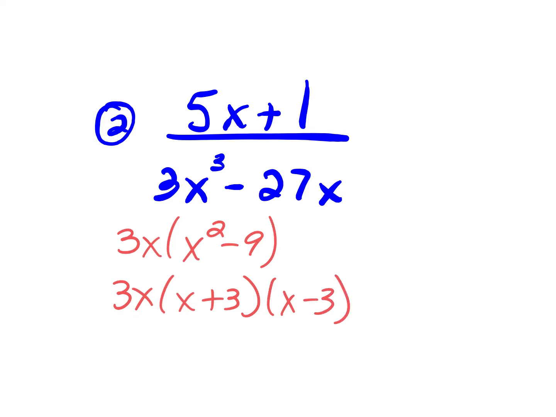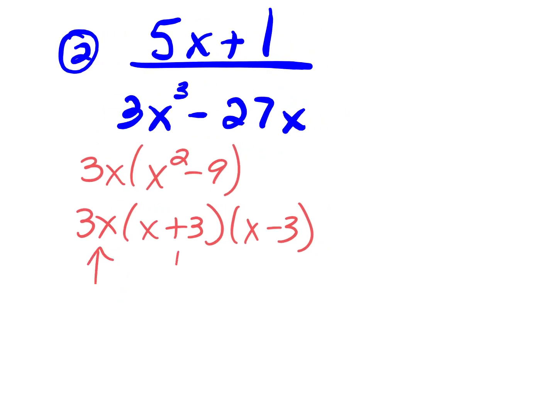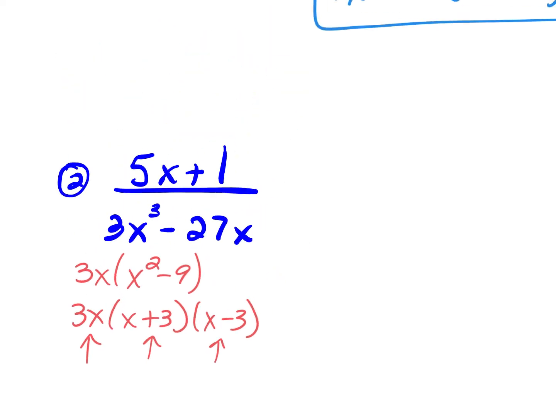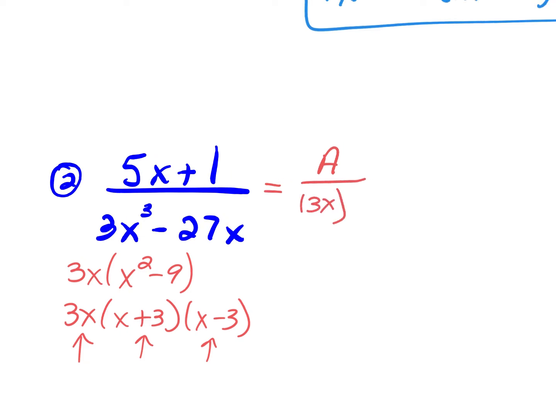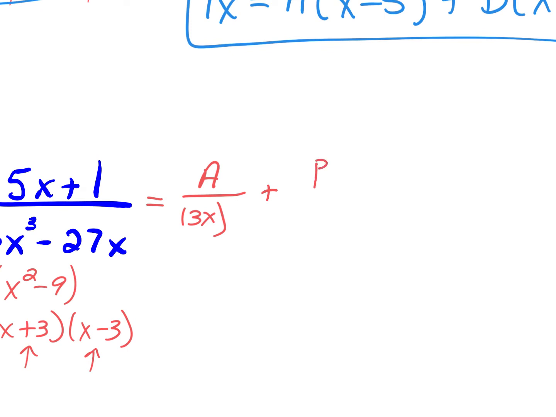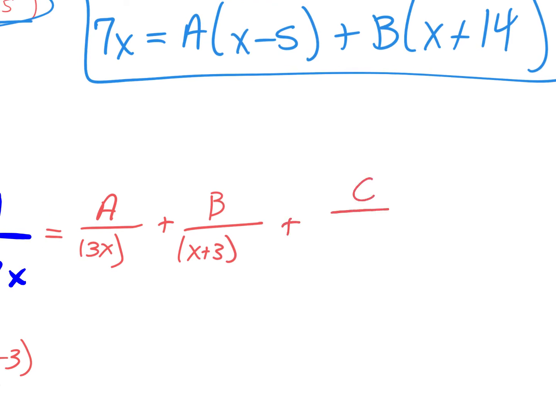Great, guys. So how many linear factors do I have here? 3. I have 3. So how many fractions should I have? 3. So we say equals, I'm just going to put A, and then I'm going to put 3x underneath. Again, does not matter what order you do it. Then I have B, and then I'm going to put x plus 3. I'll put plus. And then C, I'll do x minus 3.